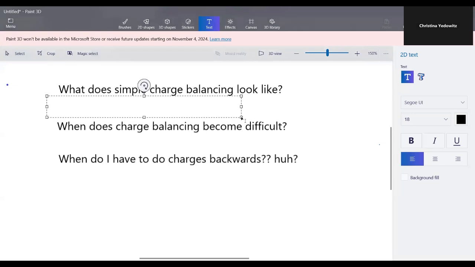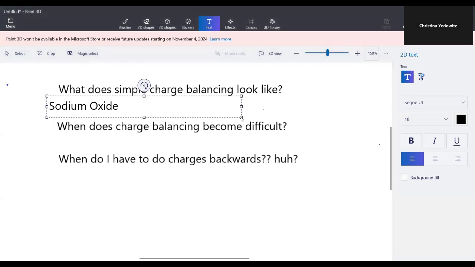A compound that I would consider to be easy would be two main group elements bonded to each other. So like sodium and oxygen, which in a compound would be written as oxide to show you that it is bonded. When you're doing this, you're going to find out your common charges. You're going to make sure you know that sodium is a group 1 metal.